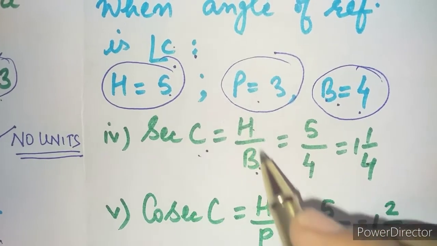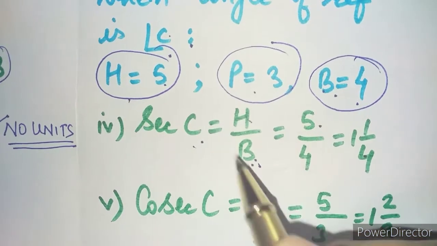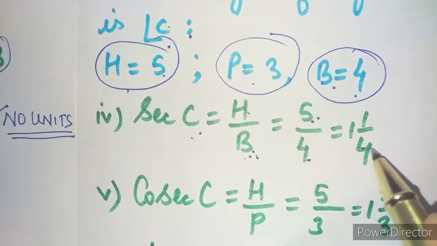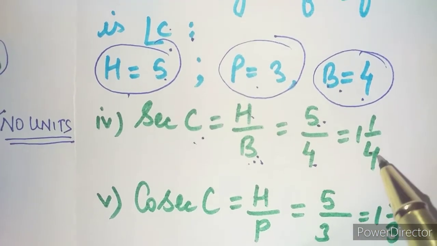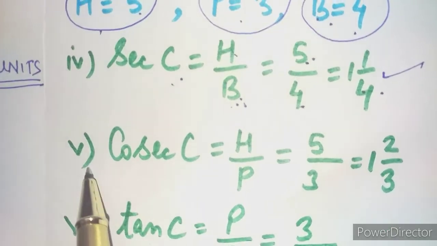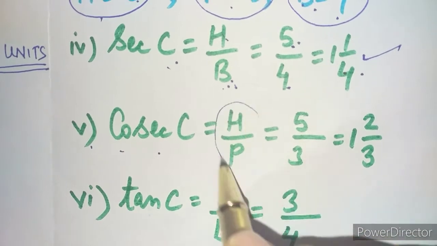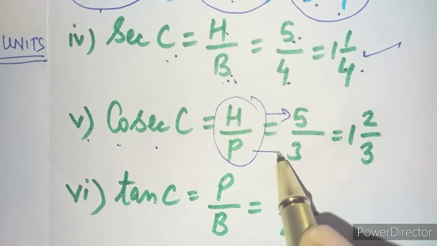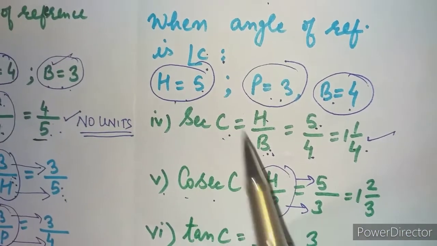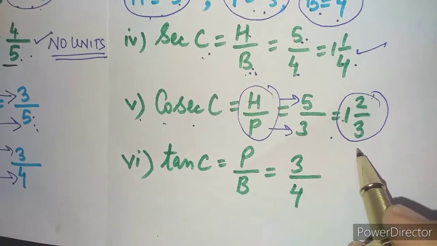Secant formula is h upon b, h is equal to 5. I have written from here, and b is equal to 4. Because the numerator was more, I have changed it into a mixed number. So 1 whole 1 by 4 is the answer of this. Now come to the fifth part, which says find the value of cosecant C. Cosecant C formula is h upon p. h is equal to 5, p equal to 3. I have again written from here p equal to 3 and h equal to 5. Okay, again can be changed into a mixed number. So 1 whole 2 by 3 is the answer.